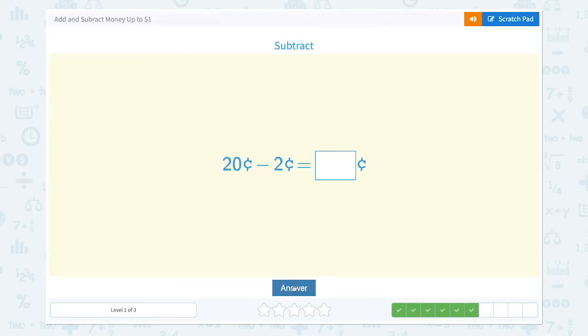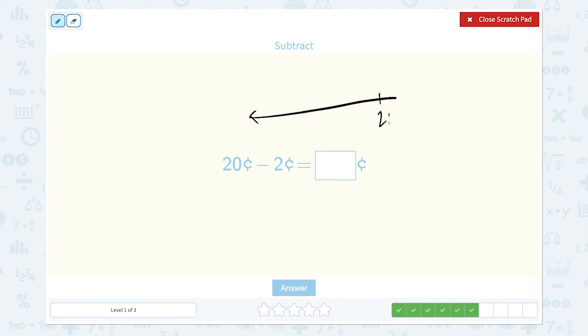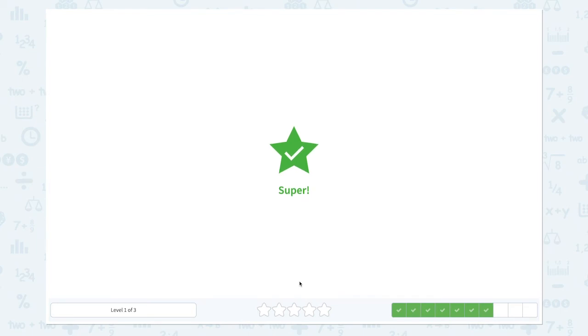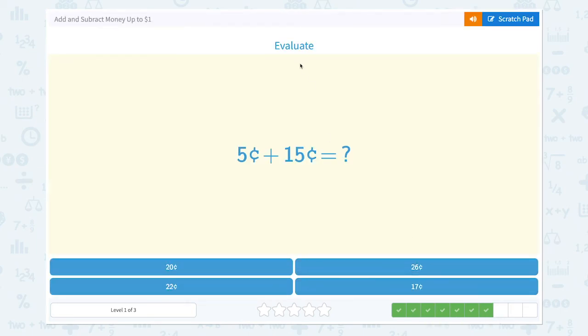That's right. Subtract 20 cents minus 2 cents is equal to... Let's draw a number line. Start with 20. Go backwards, 1, 2. 20, 19, 18. So the answer is 20 cents minus 2 cents is equal to 18 cents. Super! We have 3 more to go.